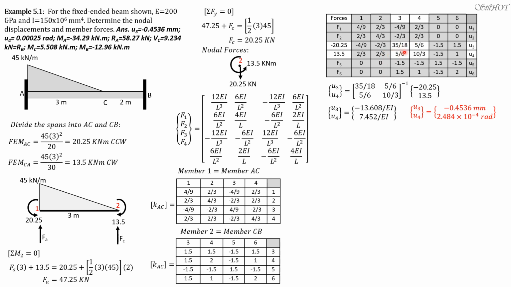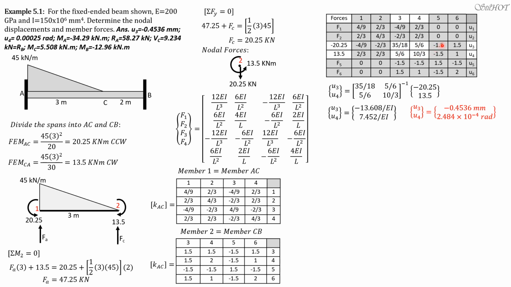Then 3,3 is common to two cells here. There are two cells, so one is 4/9 plus the other one is 1.5. So 4/9 plus 1.5 is 35/18. Then this is 3,4. 3,4 is also common. There are two cells. 3,4 is negative 2/3 plus 1.5. Negative 2/3 plus 1.5 is 5/6. So that's why this is also 5/6 by symmetry.